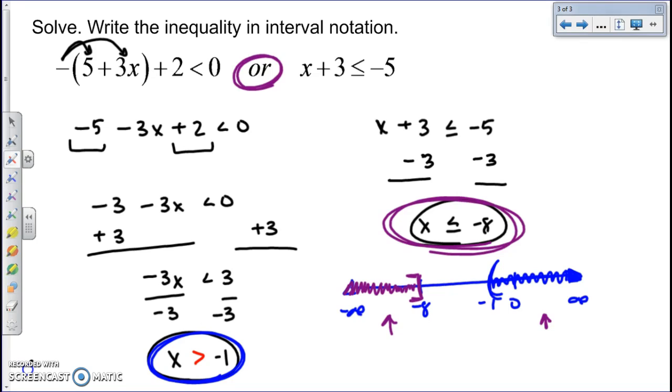So when we write our answer in interval notation, our interval will start with negative infinity, which always gets a parenthesis, and it goes to negative 8 with a bracket. And then we will say, or, using U for union, negative 1 to positive infinity with parentheses.